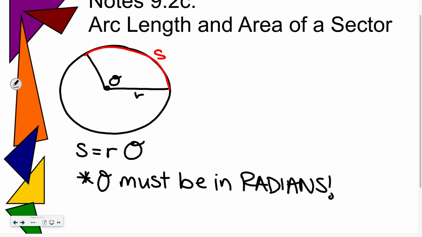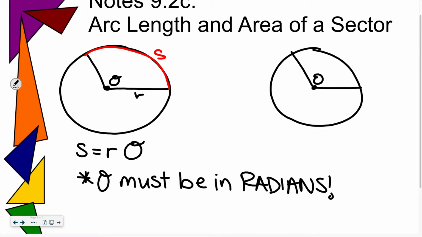For area of a sector, I'm going to draw another picture. It would have the same pieces, and who knows what the angle is. It can be a smaller angle, it could be a bigger angle. When I do area of a sector, I'm finding the space inside the circle. So it's like I'm finding the area of that pie piece, right? It's not the whole area of the circle, which would be pi r squared. It's a fraction of the area.